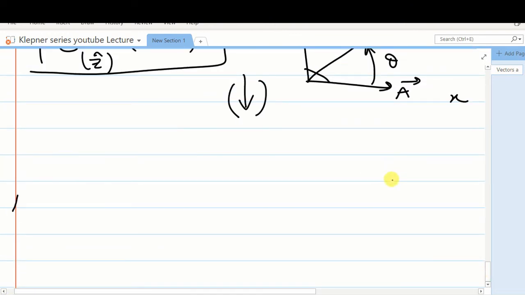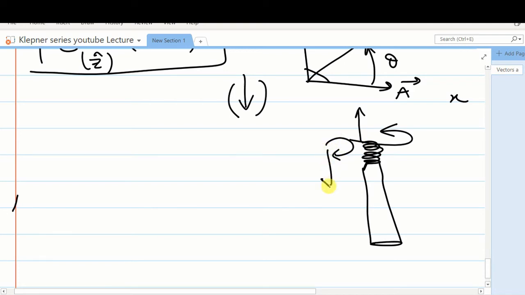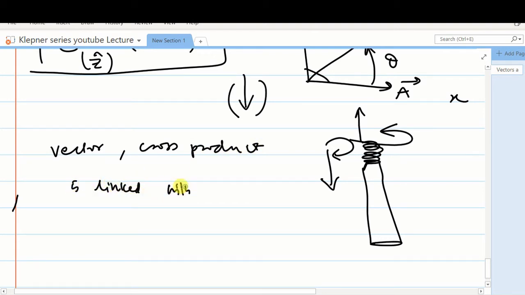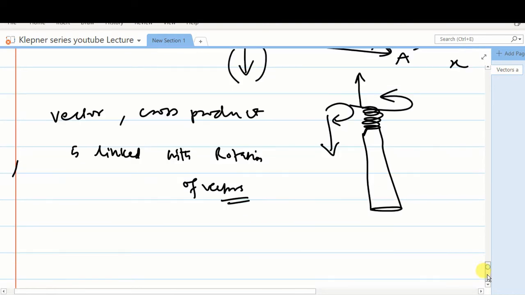If you have a bottle and a cork, how are you going to rotate it? You rotate this way, then it goes upside. If you rotate this side, it goes downstairs. So vector multiplication, or cross product, is linked with rotation of vectors. I hope you understood this part.